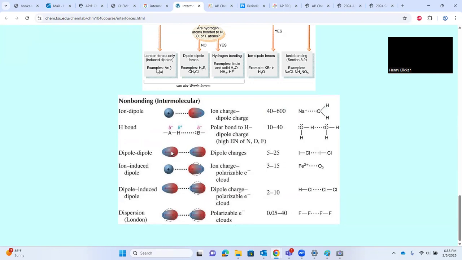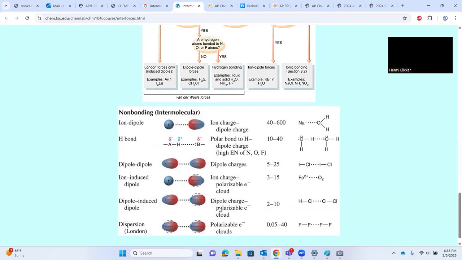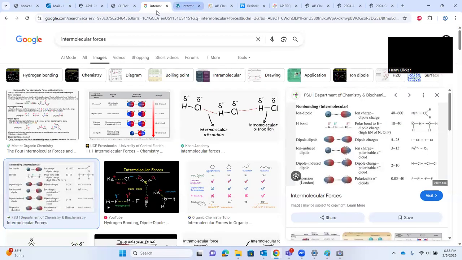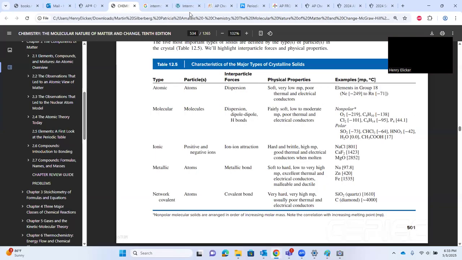Dipole-dipole literally means two polar compounds, two compounds with dipoles coming together. ICl, for instance, bonding to ICl. And dispersion forces, everything has dispersion. That's the weakest force. Everything has it. That's usually why compounds that only have those are gases at room temperature, like methane. Those are nonpolar compounds. Okay, so that is how you determine that.